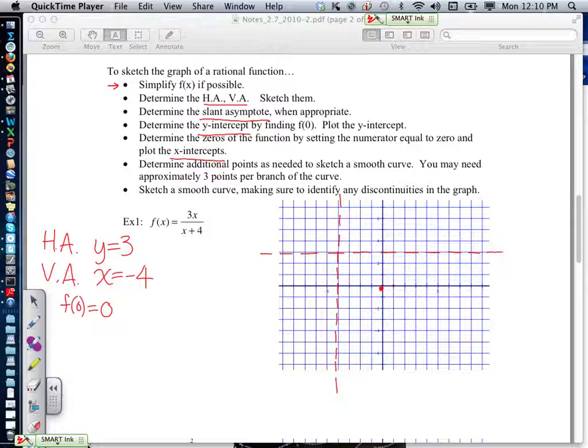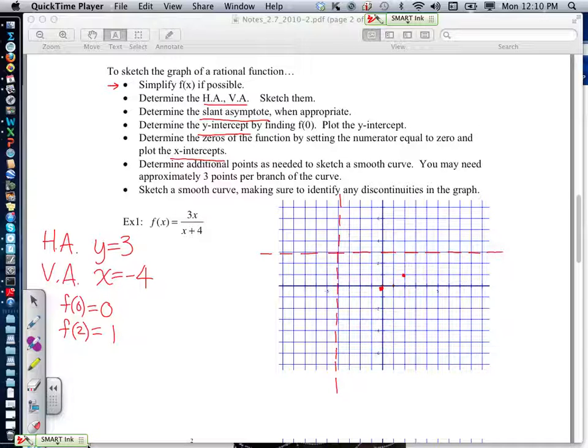I know I've got a point here and I've got some asymptotes. So what you want to do at this point now is just check some more points, okay? Maybe check some points to the left of that origin point, check some points to the right of that origin point, and then we'll start to create a smooth curve, and that curve will sort of follow the asymptotes a little. So maybe I would look at f of 2, for instance. So if I look at f of 2 and plug that into my original function, I get 6 over 6, so that's 1. So f of 2 is 1, that's going to be right up here.